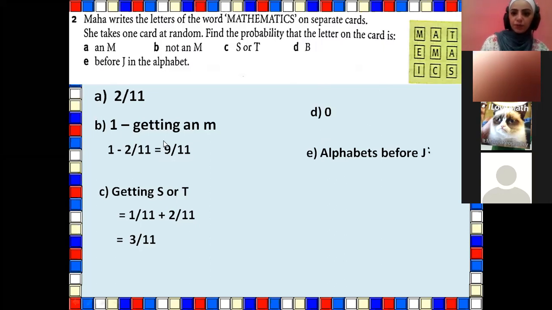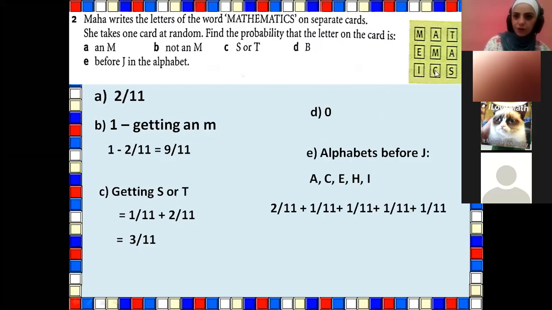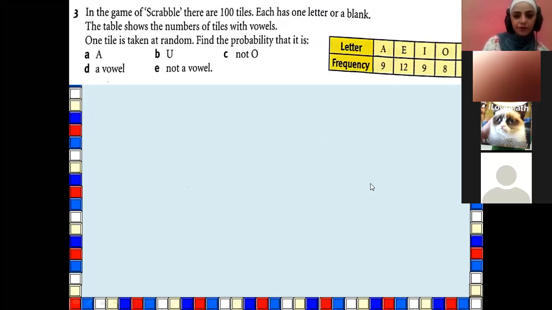Now the letters before J in the alphabet from these cards are A, C, H and I. How many of these cards are there? If you count them, we have 2 A's, 1, 2, and there is a C, 3, and there's an H, 4, and there's an I, 5. So it's actually 5. Oh, 6. Yes, I forgot the other one. So it's 6 out of 11. Yes, excellent. The last example about this: we have here this game, the game of Scrabble.